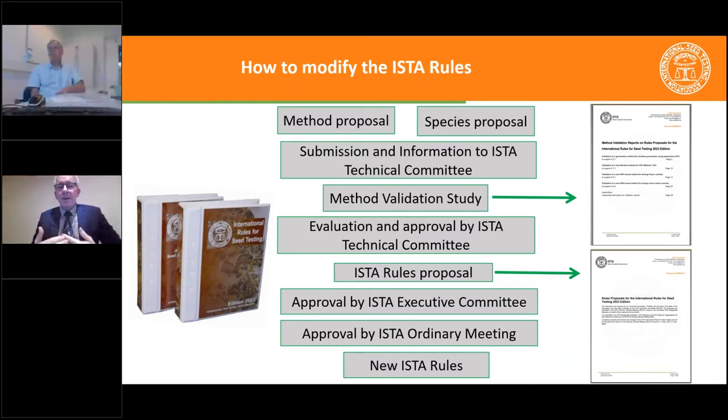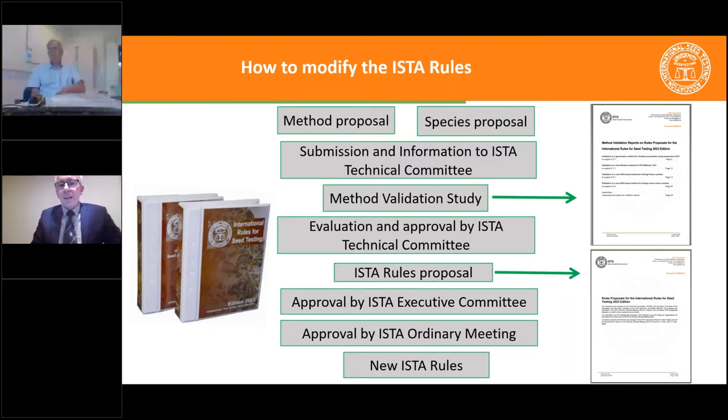So if an organization or a group are proposing a new method or species, the first step is to submit the information to the ISTA technical committee via the ISTA secretariat: what the method is proposed, some background to the method, and a proposed validation study.